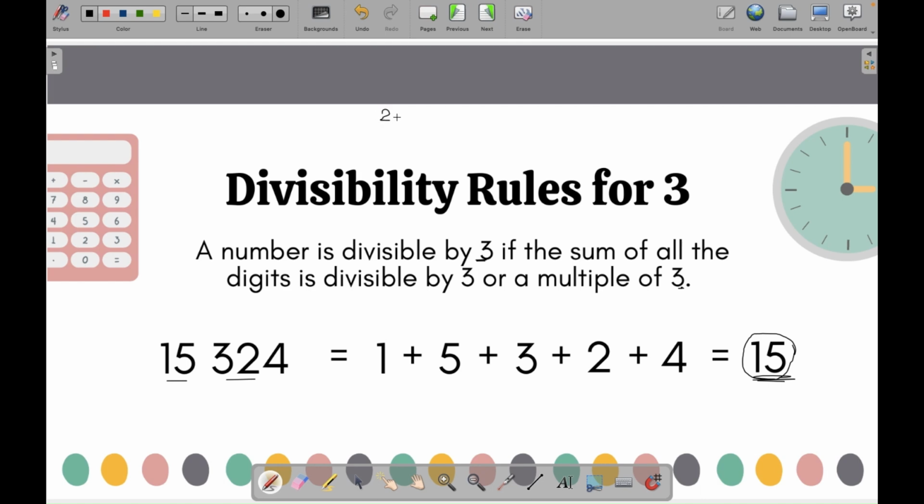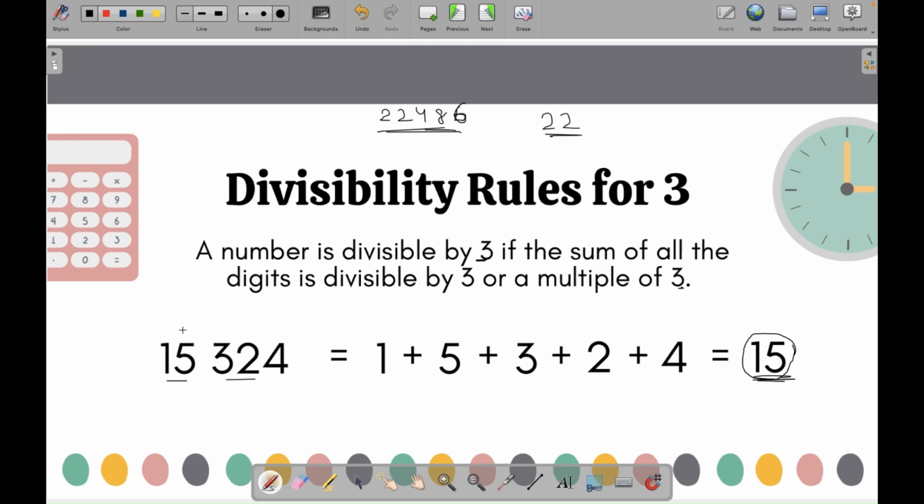Again, another example, 22486. We have to check whether this number is divisible by 3 or not. Again, if you just check the unit digit, it is even, so it is divisible by 2. Now for 3, we have to add these digits. So 2 plus 2 is 4, 4 plus 4 is 8, 8 plus 8 is 16, 16 plus 6 is 22. Now instead of checking whether this is divisible by 3 or not, we just check whether 22 is divisible by 3 or not. We know that 3 is not a factor of 22. So this number will not be divisible by 3.